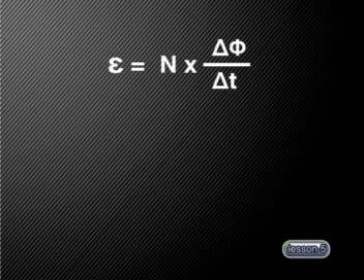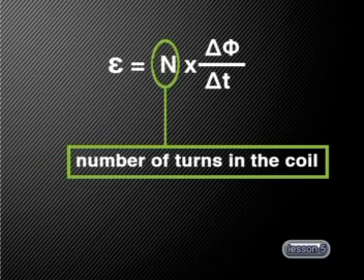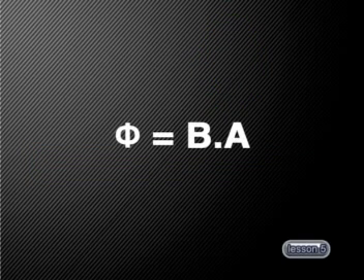We saw that we can express Faraday's law mathematically like this: E equals N times delta phi divided by delta T. E stands for the induced EMF, N for the number of turns or windings in a coil, delta phi for the change in magnetic flux divided by delta T, the change in time. Remember, the magnetic flux phi is equal to the product of the magnetic field B and the cross-sectional area A through which the magnetic field passes.